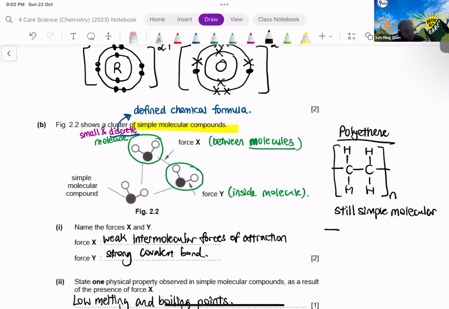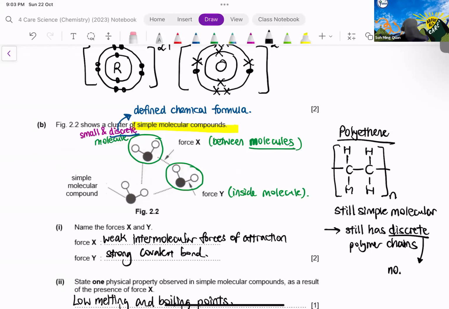However, it still has discrete polymer chains. That means there's still a boundary as to how long the chain is. All right? How do I know there's a boundary? There's a defined length.